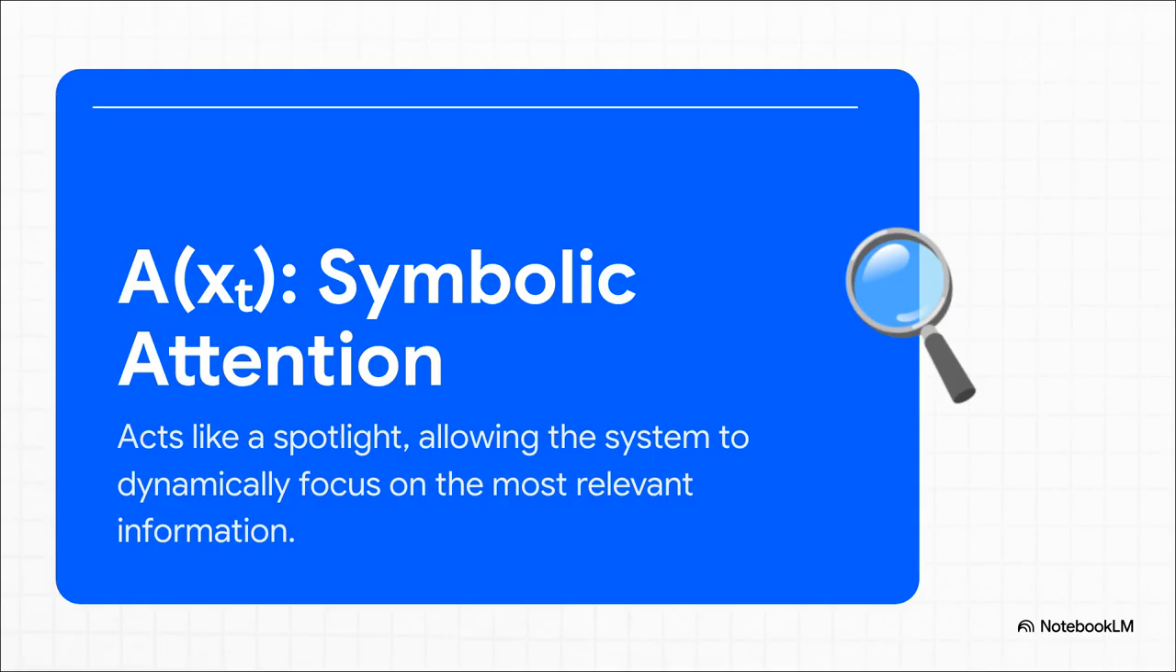Then we've got A for attention. We live in a world that's just full of noise, and any smart system needs to know what's important and what's not. This component is like a spotlight. It allows the system to dynamically focus on the most relevant bits of information and just ignore everything else. Super crucial for being efficient.